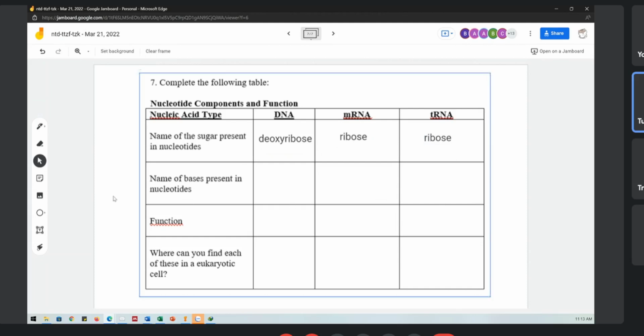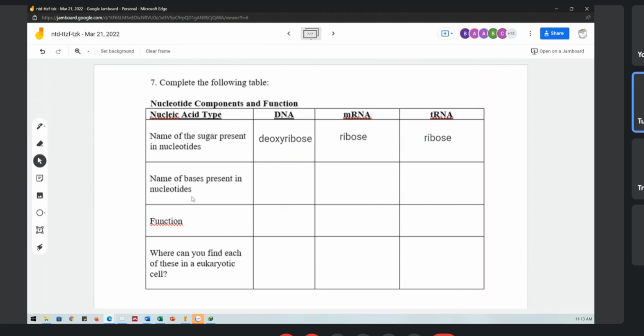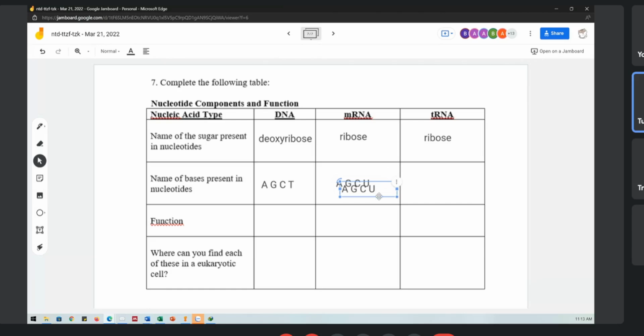And the bases present: name the bases present in the nucleotide. Of course, with the DNA, we have A, G, C, T. Okay, and for mRNA, because we know that is RNA, so we have U instead of T, and tRNA is also similar.